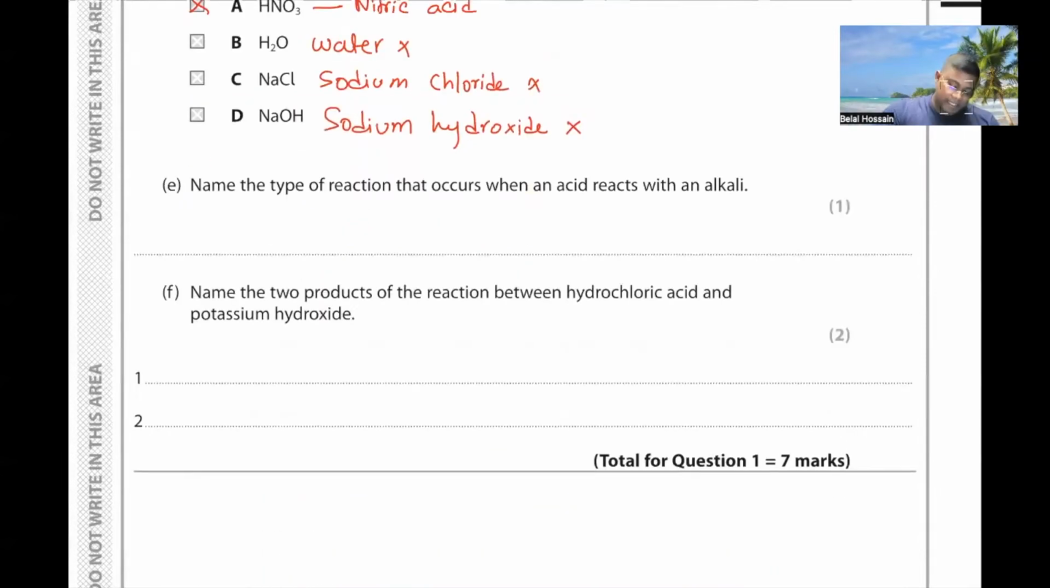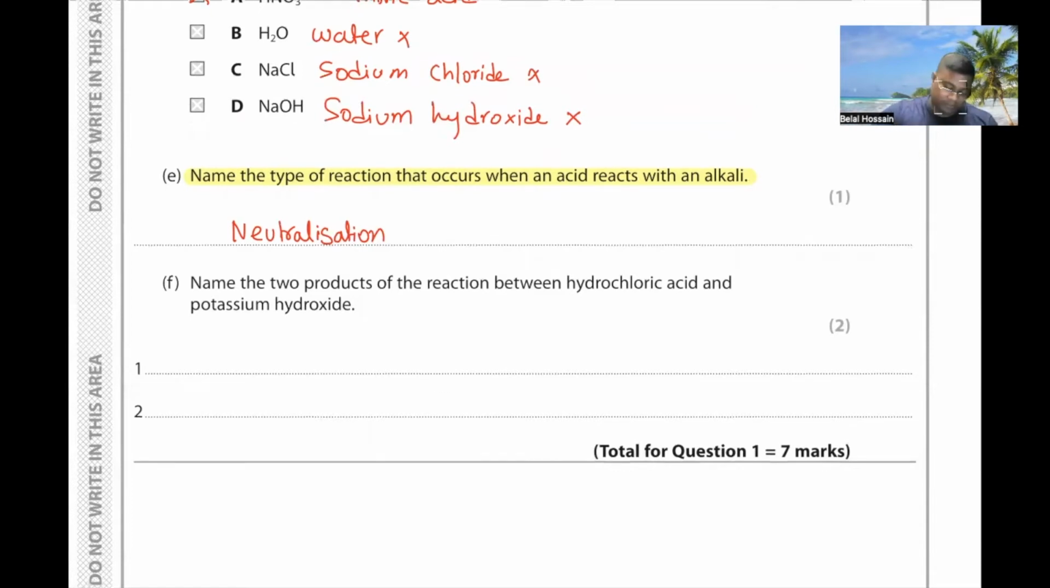The question says, name the type of reaction that occurs when an acid reacts with an alkali. When an acid reacts with an alkali, this type of reaction is known as a neutralization reaction. This particular answer is pretty straightforward. So acid reacting with an alkaline or basic substance is a neutralization reaction.